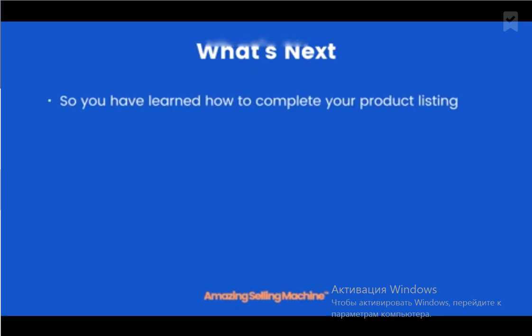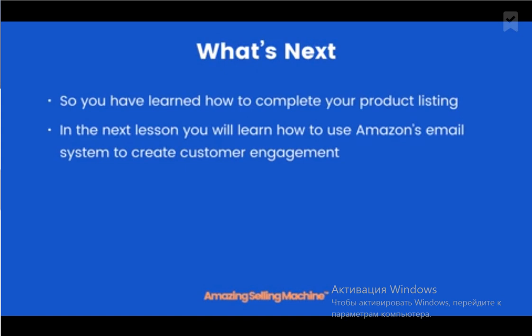So what's next? So you've learned how to complete your product listing. In the next lesson, you will learn how to use Amazon's email system to create customer engagement. Action: create your complete listing.